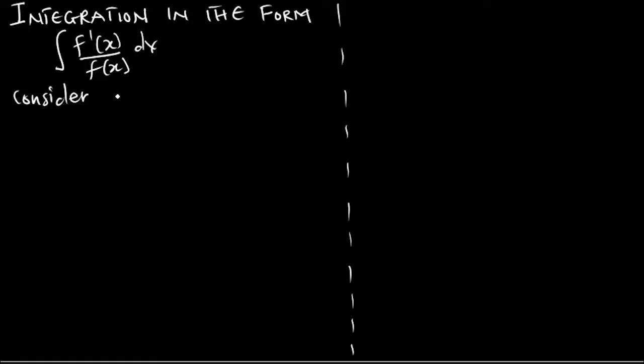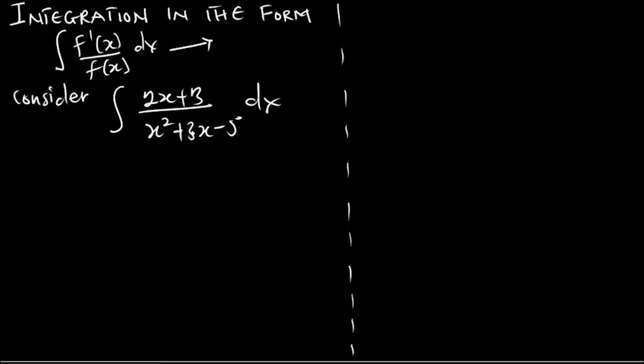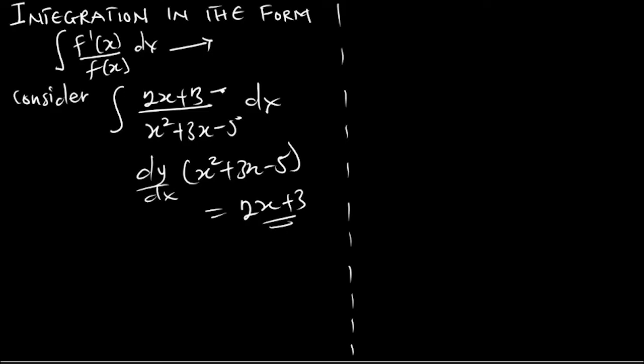Now let's consider these examples. We have the integral of, let's say, 2x plus 3 on x squared plus 3x minus 5 dx. This is in the form of that. Are we okay? It is in this form because f prime of x means the derivative of f of x. And truly when you differentiate this denominator, x squared plus 3x minus 5, you are going to get 2x plus 3, and that is the numerator.